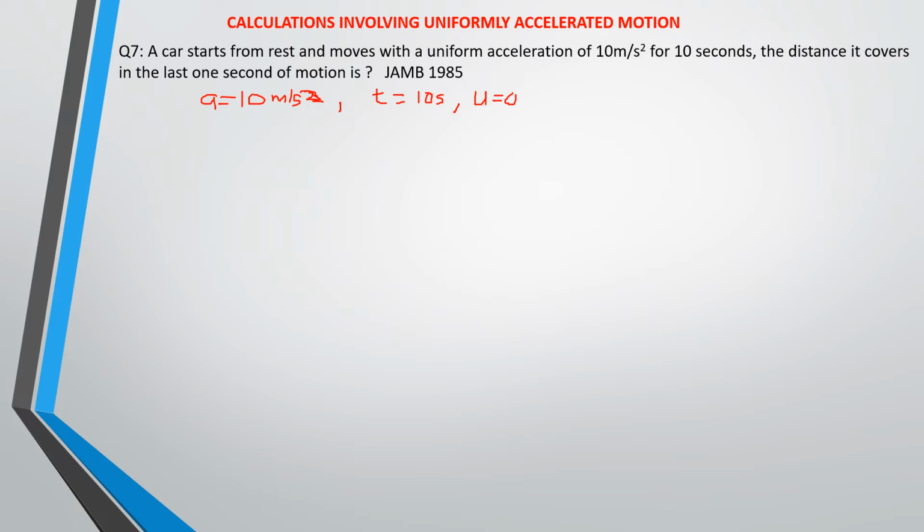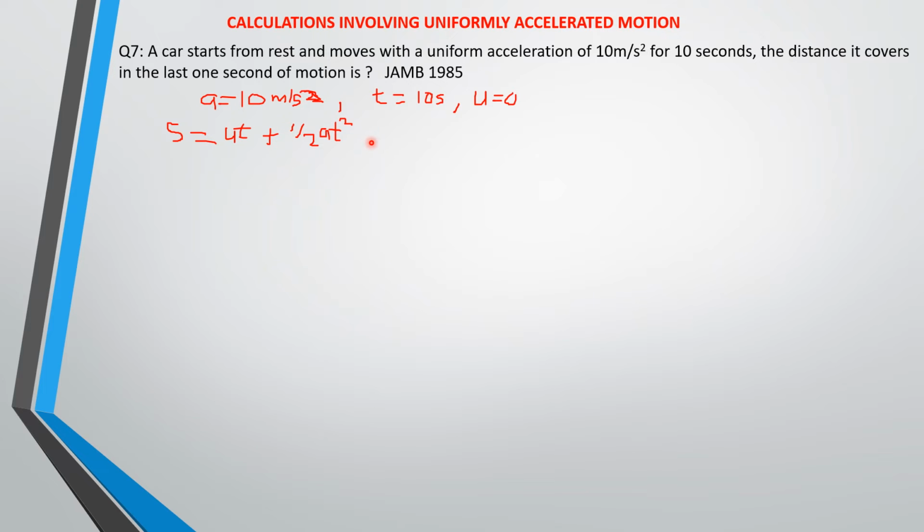Now, which of the equations of motion can relate the variables that you have: acceleration, time, and initial velocity? It is the second equation of motion. So if we apply that equation, it says that S, because you are looking for distance, S equals ut plus half at squared. This is the statement of the second equation of motion.